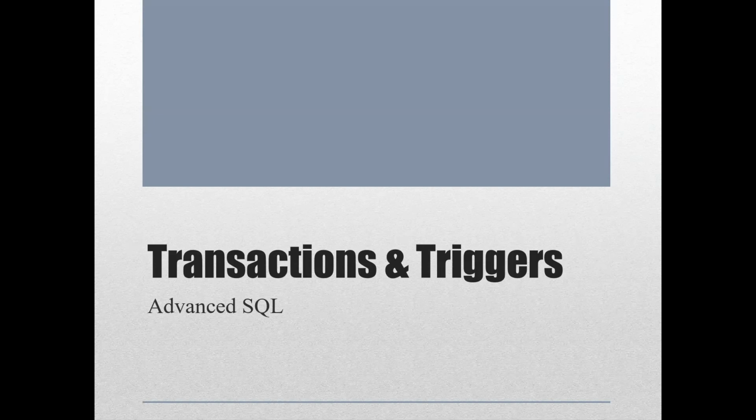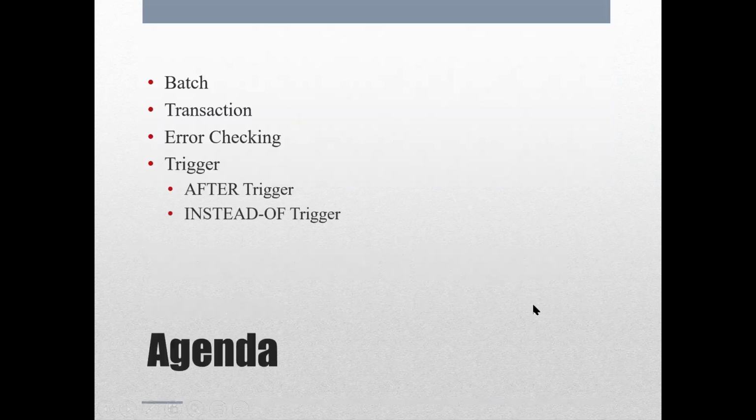All right, so let's start transactions and triggers. It's basically a topic that will give us good insights into several important concepts. The agenda for today is that we'll be discussing what a batch is, what a transaction is, and what error checking is. We have talked about error checking a bit before, but today we will practically see what it is and how we handle it. If you remember the try and catch we discussed last week as well, we'll do those today.